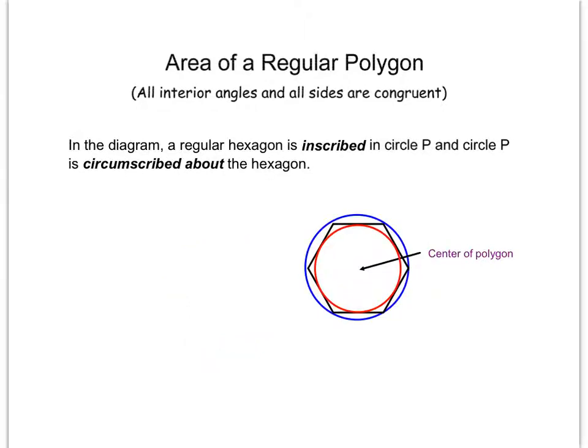So if you want to think about it this way, every regular polygon, in this case a hexagon, has an inscribed circle and it has a circumscribed circle. And if you want to think about it this way, every circle is going to have an inscribed regular polygon and a circumscribed regular polygon. So we can continue drawing hexagons and circles forever.